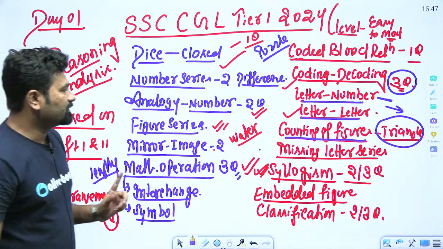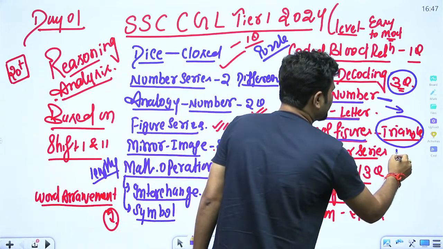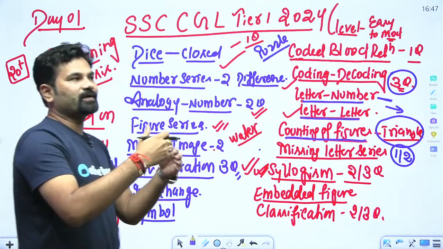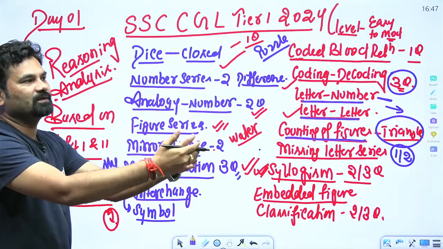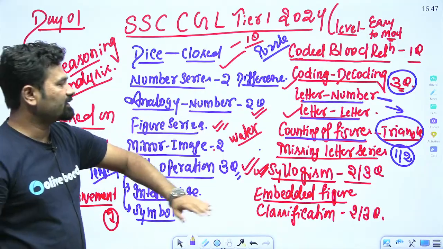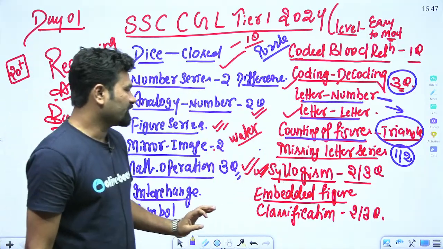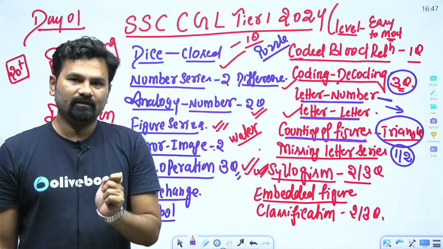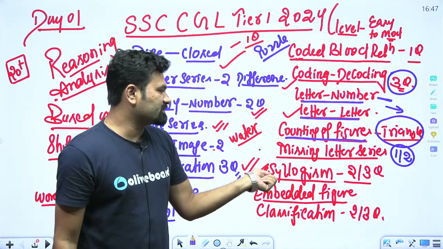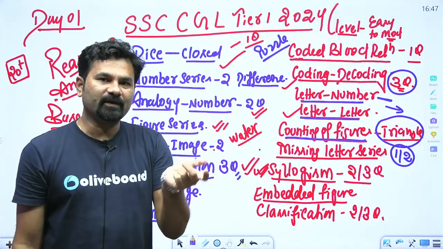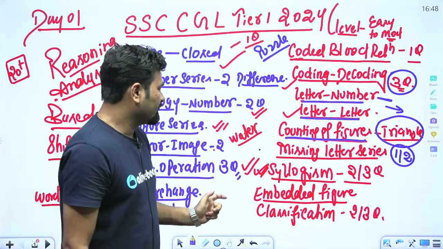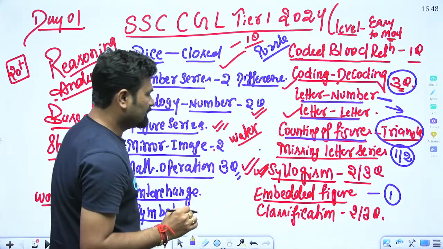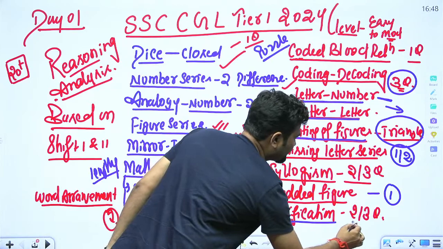There are one or two questions from alphabetical series, we can say letter series, missing letter series. You have to find the next term, the missing terms in the alphabetical series. And 2 to 3 questions from syllogism based on 2 or 3 statements, right? And one question is from embedded figure, the hidden figure, and 2 to 3 questions from classification.